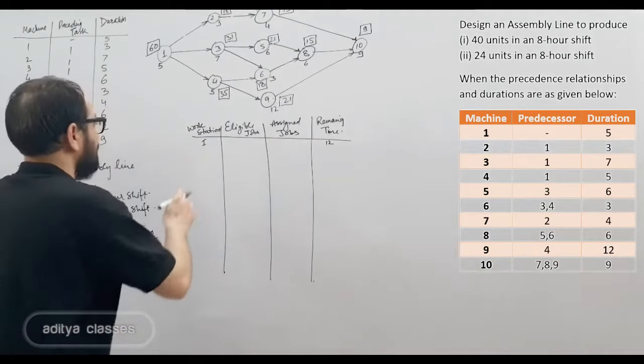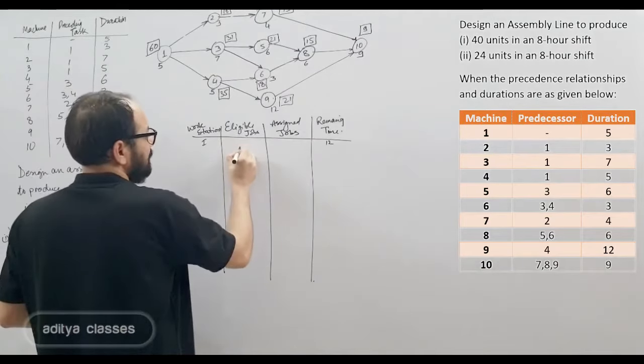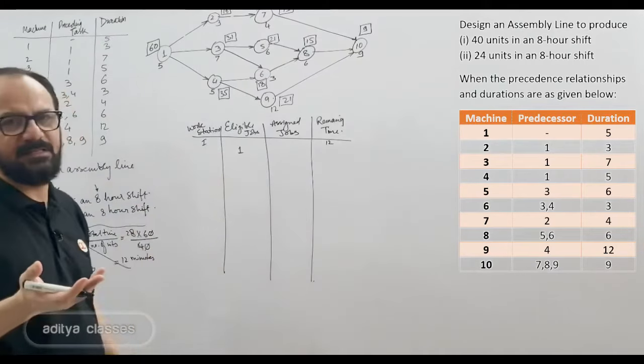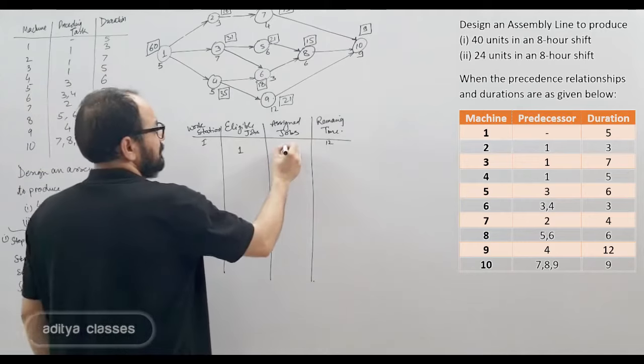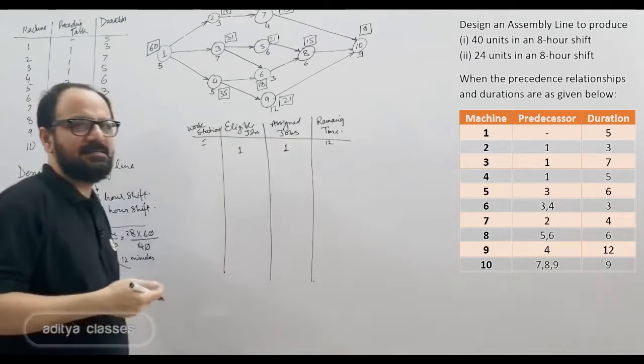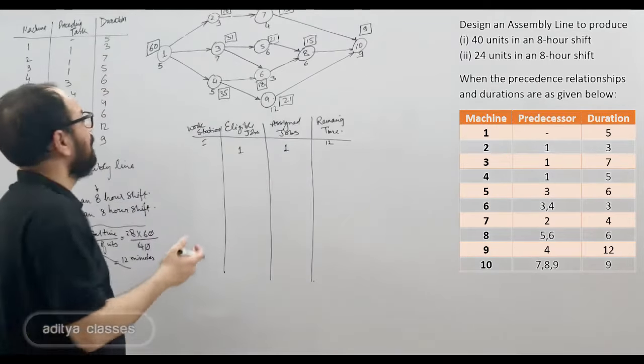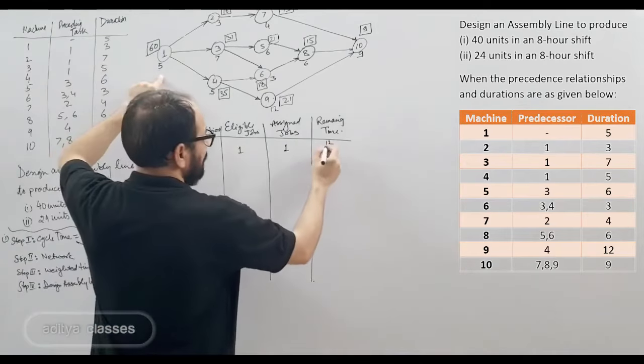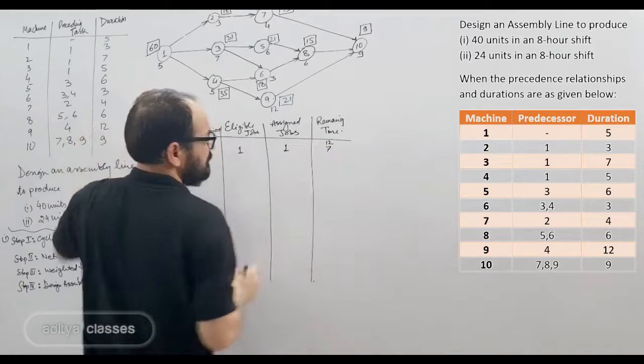The first task to be assigned will be 1. The eligible jobs right now are only 1. This is the only eligible job, 1. So when this is the only eligible job, what I do is I assign that job to my assembly line. Now 1 will consume how much time? 5 minutes. 5 minutes are consumed out of these 12. So I am left with 7 minutes.